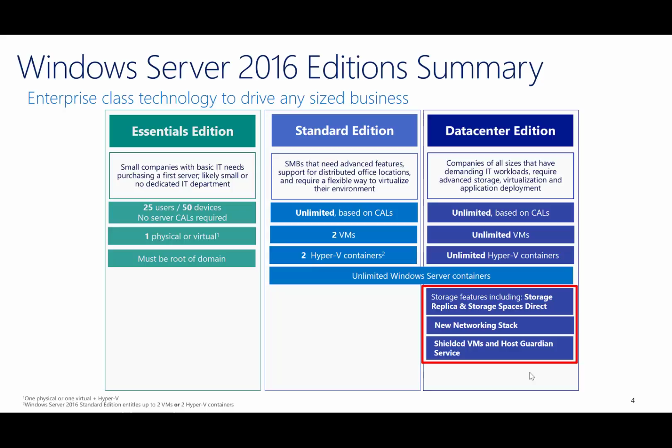But other things that are worth revisiting from the Standard and Data Center columns is that, first of all, the CALs are still the same as we had with Server 2012 and 2012 R2 from a licensing perspective. So we have to license it per device or per user. We've got the same virtual machine licensing requirements. So 2 virtual machines with Standard and unlimited virtual machines with Data Center.